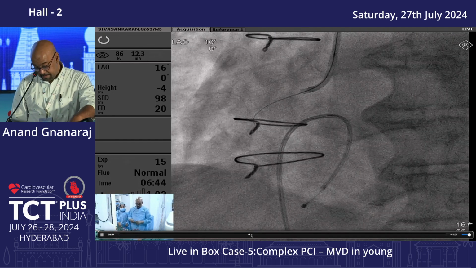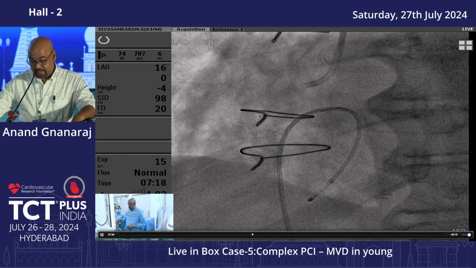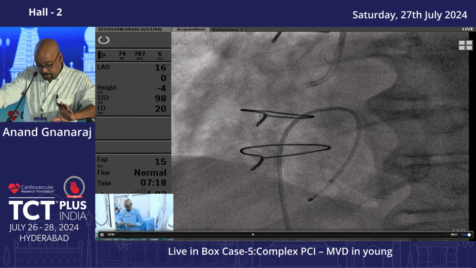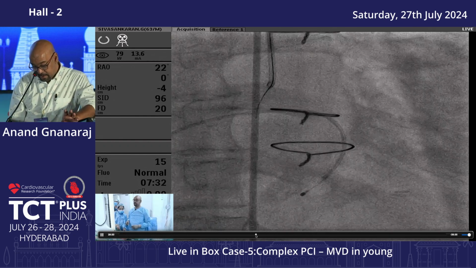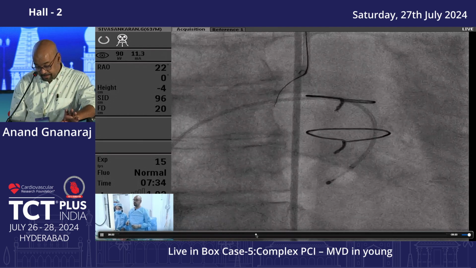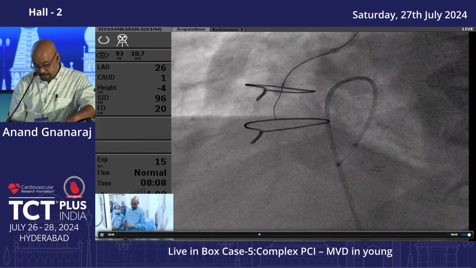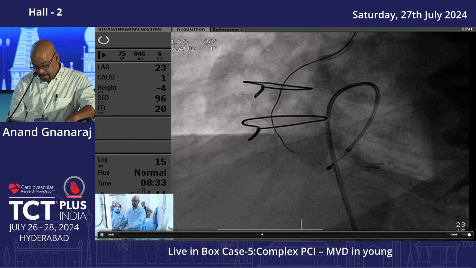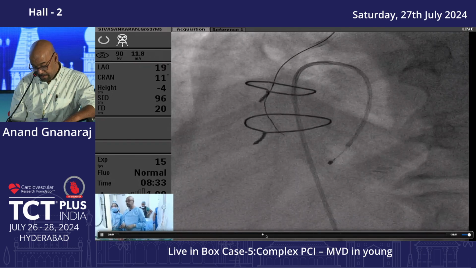So then the RCA antegrade again became a nightmare because, first of all, it was extremely calcified, and the RCA guide wouldn't sit there properly. So I kind of lost the guide multiple times, lost the wire. From this position, you can see that multiple times the wire would have come out. So first, initially I took a Corsair XS Pro.